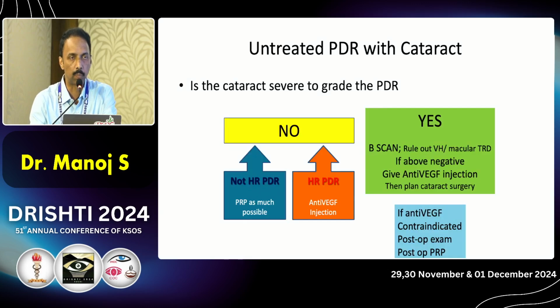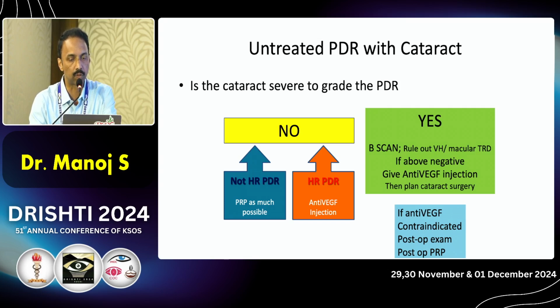Now I'll just touch upon PDR a bit. So we have two situations. First, untreated PDR with cataract. Through the cataract you make out there is some kind of PDR picture, but you are not able to grade the PDR well because of the cataract. You should do a B scan, and rule out vitreous hemorrhage and macular TRD. If the above are negative, give an anti-VEGF injection, and then plan the cataract surgery.